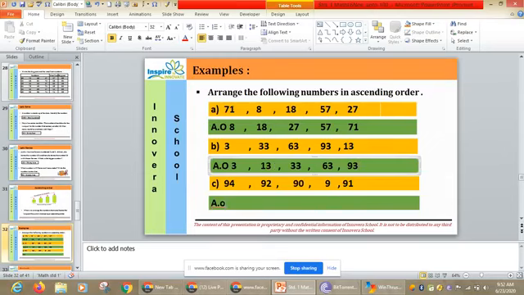Then the next example, 94, 92, 90, 9 and 91. Now, can you see here, in all the tens places there is 9. Only again 9 is single digit. So we will write 9 as it is first. Now, what will we check? We will check the numbers in the ones place. क्यों? Because सारे प्लेस पे 9 in tens place, everywhere there is 9.